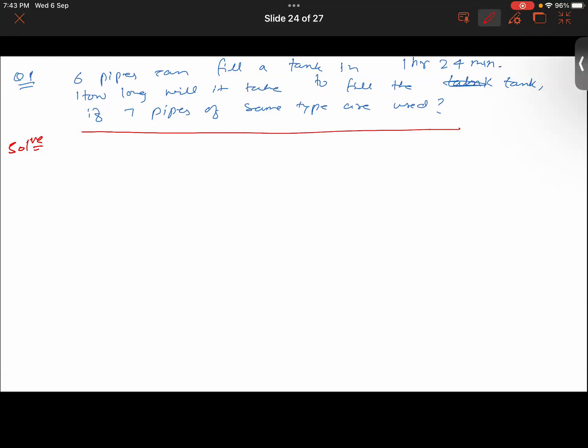So how was this question solved? x1 upon y1 equals x2 upon y2. So 6 into 84 equals 7 multiplied by x. 6 into 84 upon 7 gives 72. So this is the time given. First, you will have to convert it. So 60 minutes plus 24 minutes, 84 minutes.